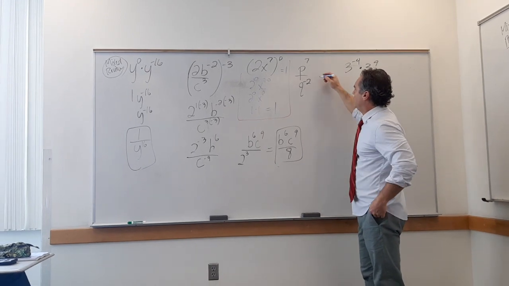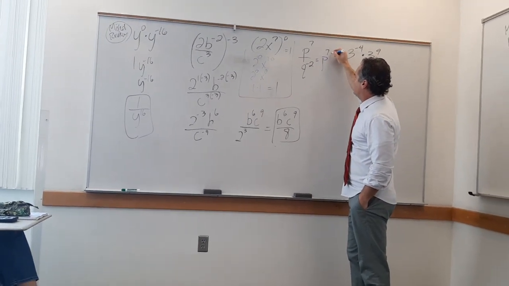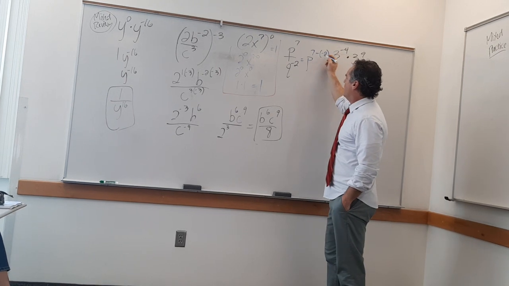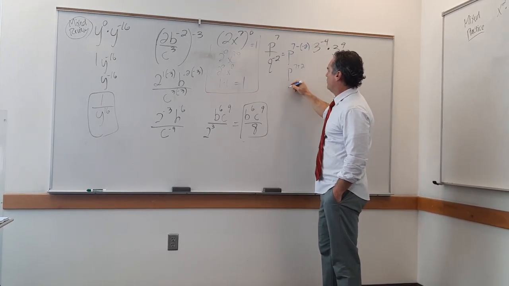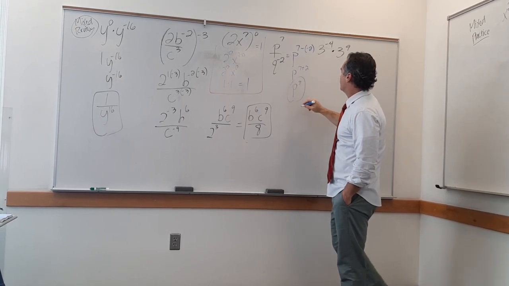Our next problem here, this is the quotient rule. This one's kind of fun. We can just say this is p to the 7 minus negative 2. Minus and minus makes plus. P to the 7 plus 2. And 7 plus 2 makes p to the 9th. That's your answer for that one.